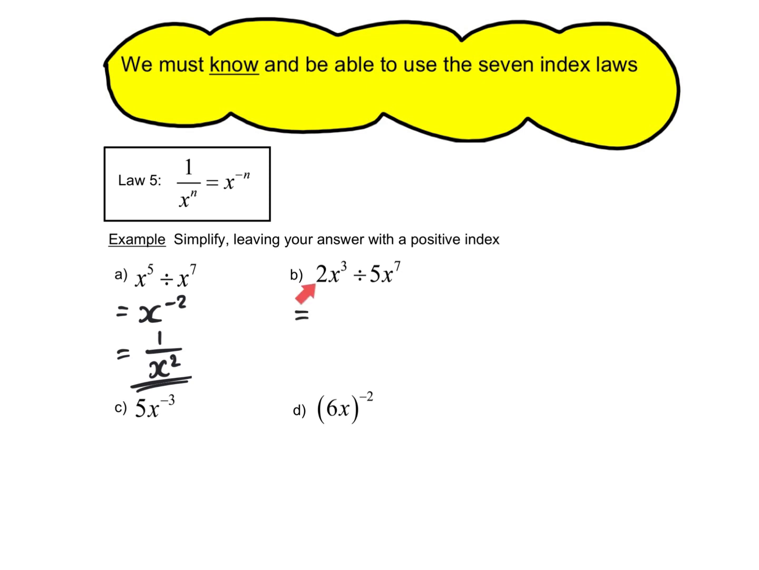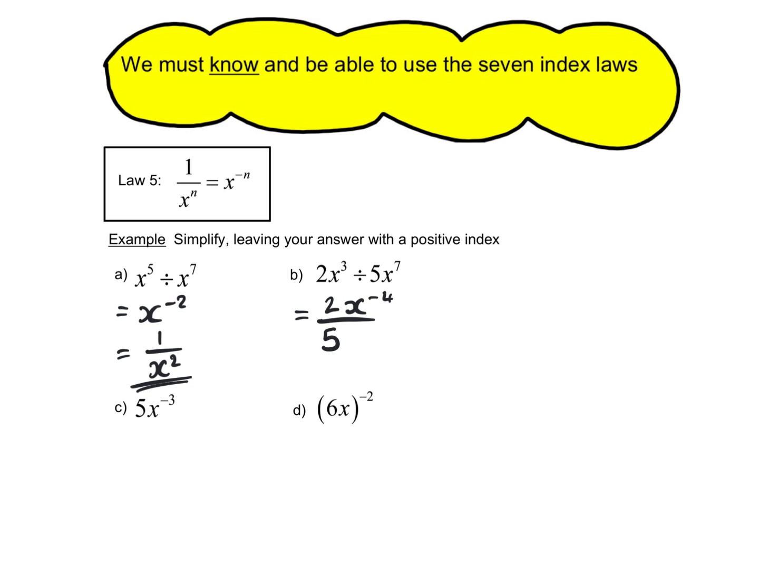Now, we've got 2 divided by 5. Now 2 doesn't divide by 5, so I'm going to have to write that as a fraction. So 2 divided by 5. And what we've got here is x cubed divided by x to the 7. Now, if I've got x cubed and I'm dividing by x to the 7, I'm going to do 3 take away 7 from my power, and that's going to become x to the power of negative 4. But again, that has a negative index, and I'm specifically asking this question for a positive index.